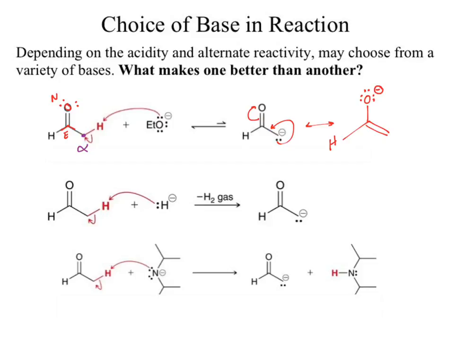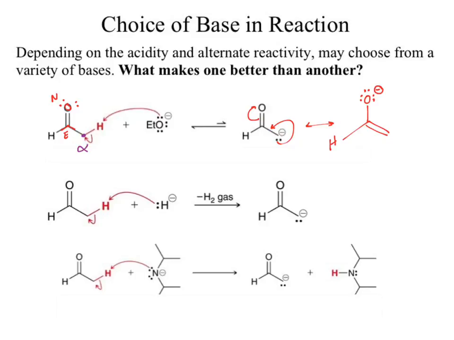Why does this become important? Where's our negative charge held now? On an oxygen. Can oxygen hold a negative charge? Yes. That hydrogen does become acidic due to this resonance contribution. It's that resonance that allows us to have this reactivity.